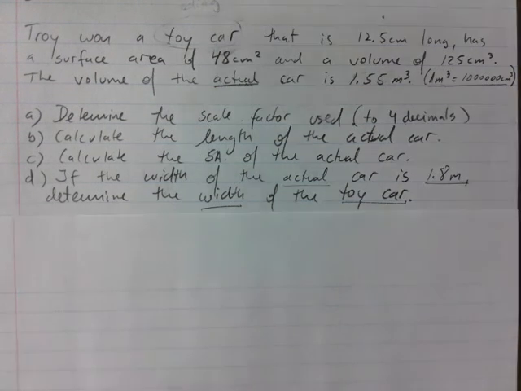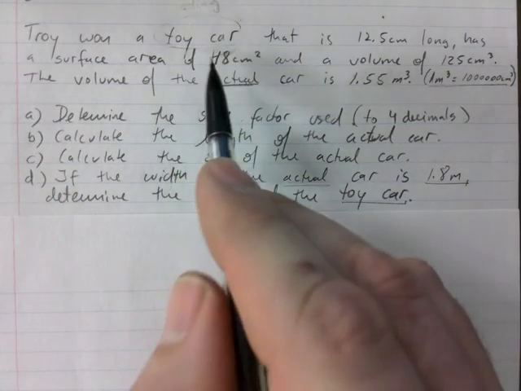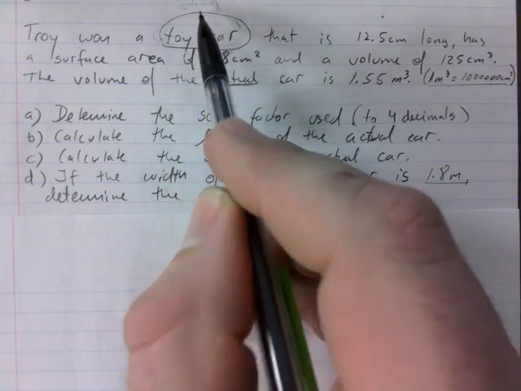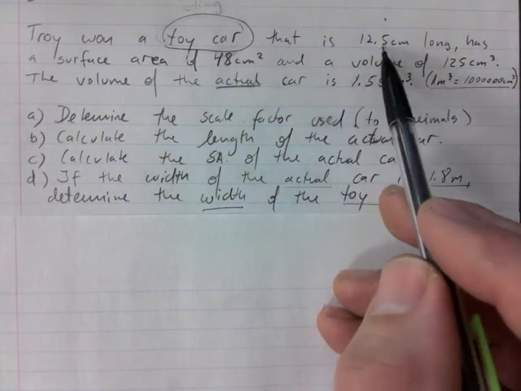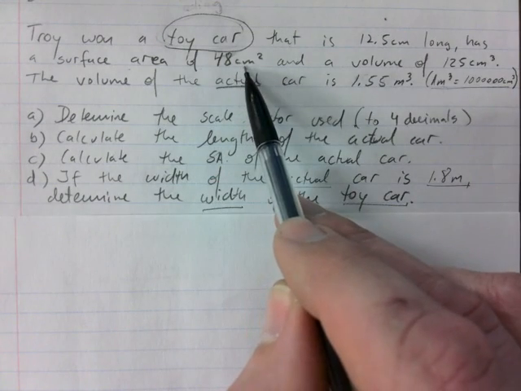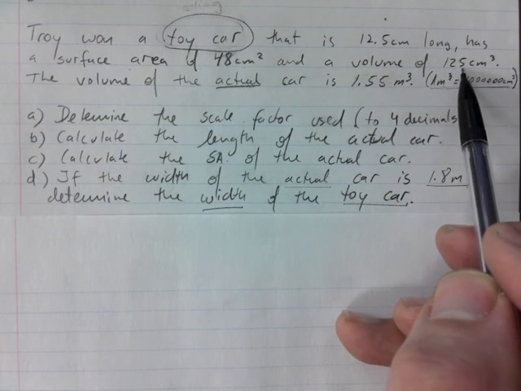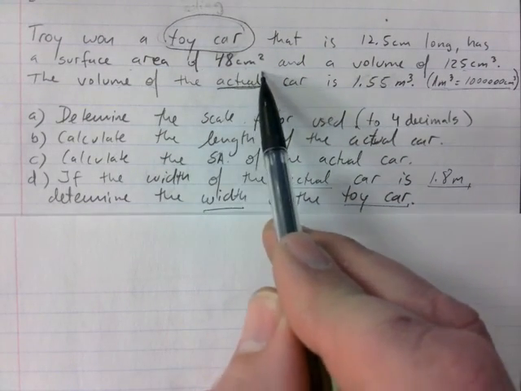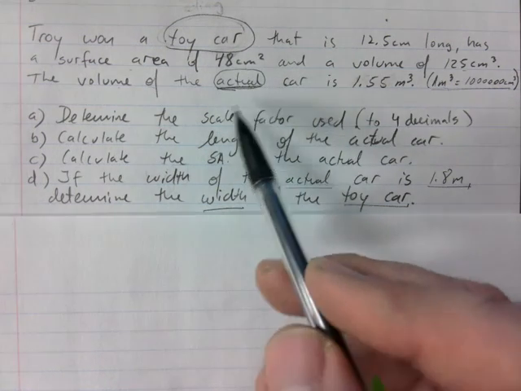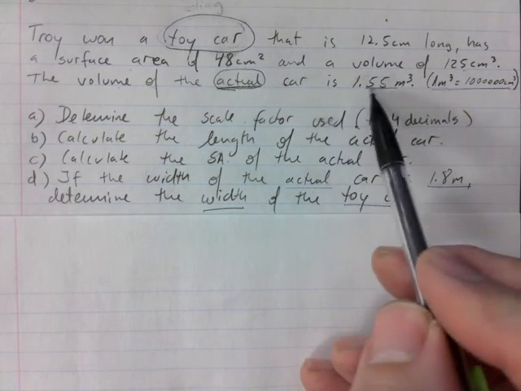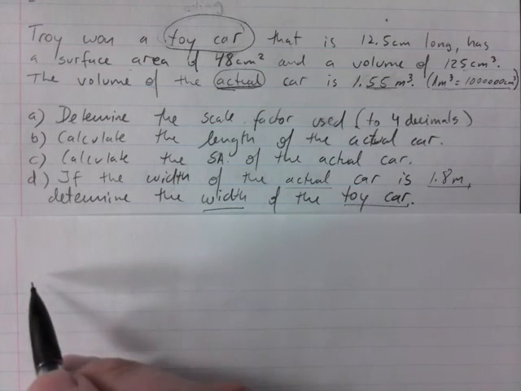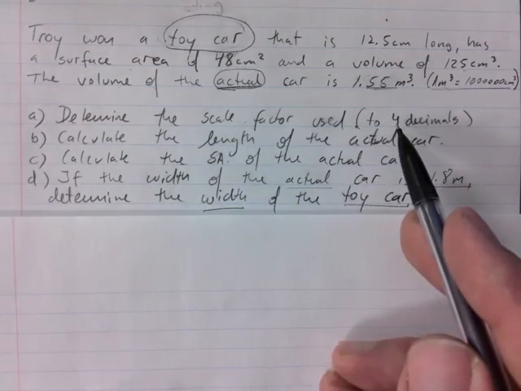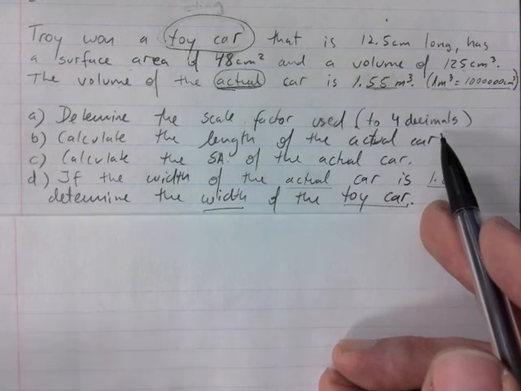So here we have lots of stuff going on, but try to take inventory of what you've got, right? So Troy won a toy car that is this long, has a surface area of 48 centimeters squared and a volume of 125 centimeters cubed. The volume of the actual car, the word actual helps, is this much. Okay. So A says determine the scale factor used to 4 decimals.